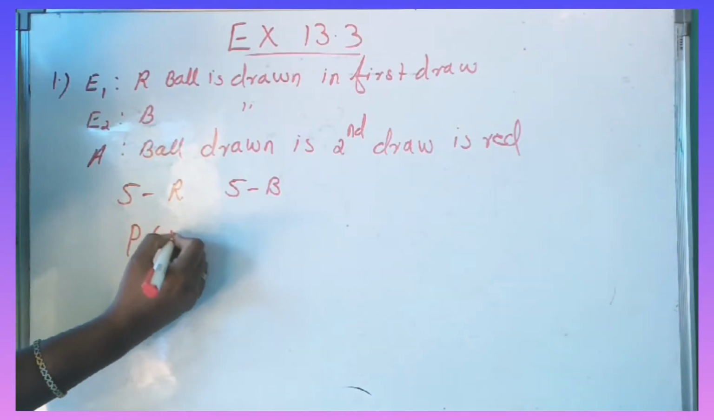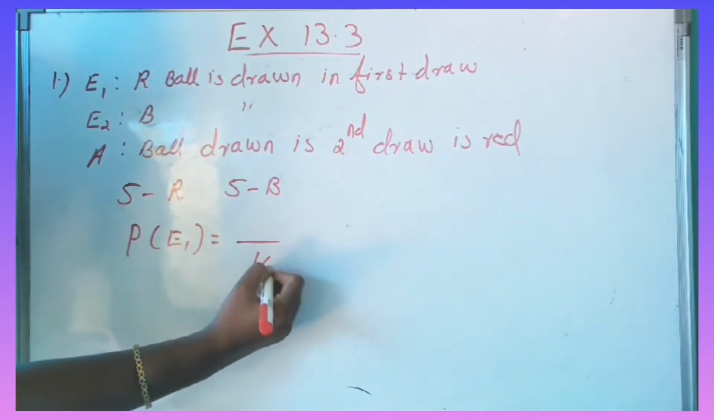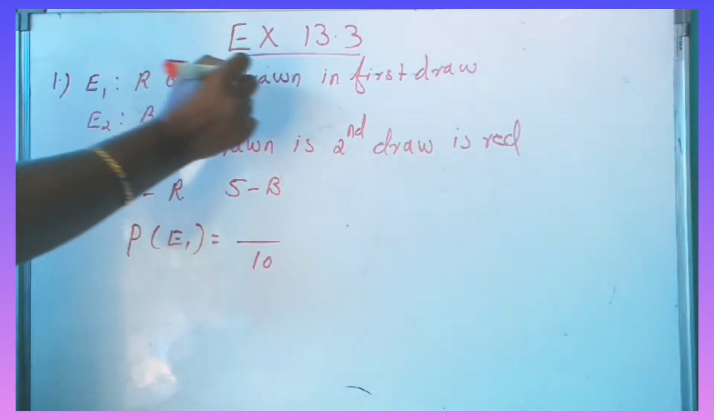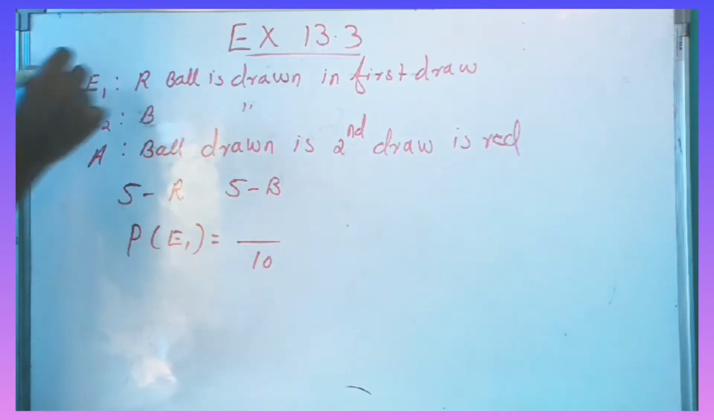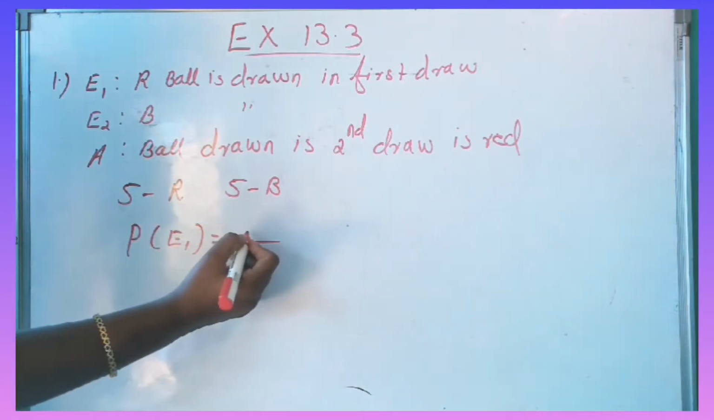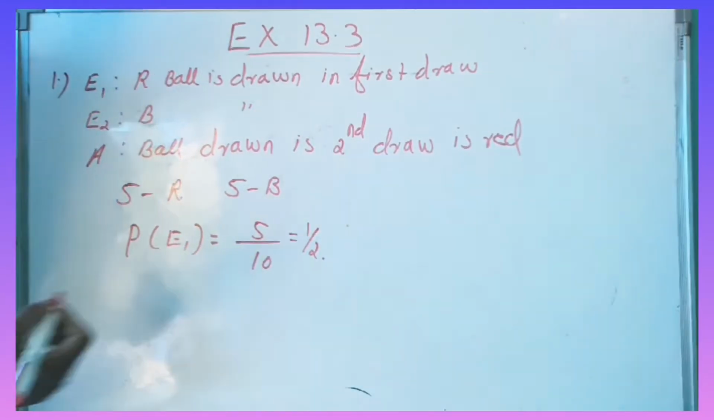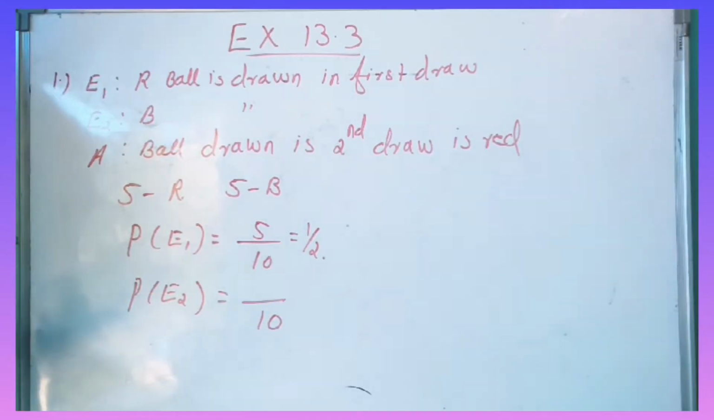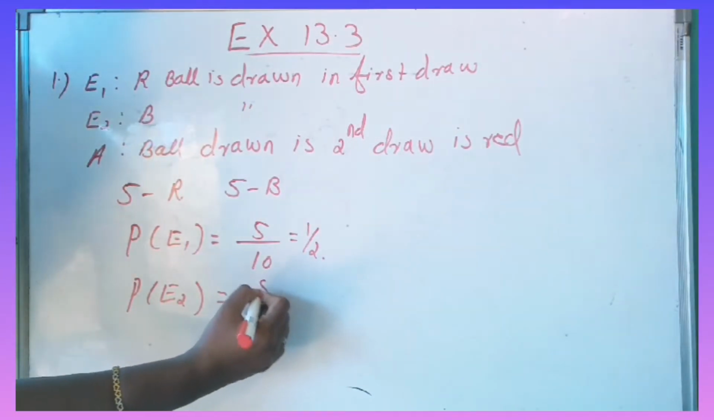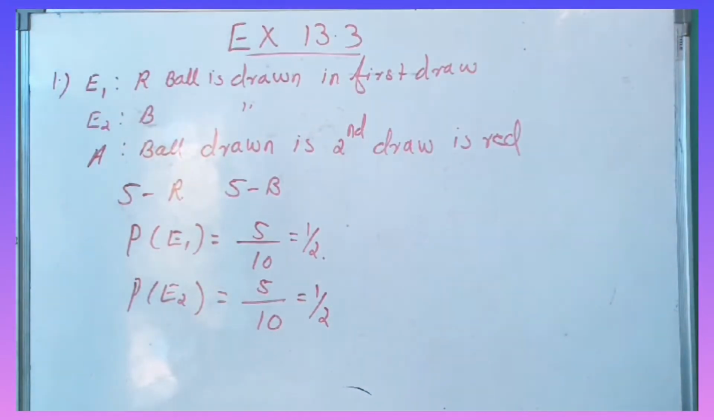Then P of E1 is equal to, total we have 5 plus 5, 10 balls. E1 is a red ball drawn in the first draw. Number of outcomes favorable to E1 is 5 because we have 5 red balls. So this is equal to 1 by 2. Now P of E2: total we have 10 balls and a black ball is drawn in the first draw. So the total number of black balls is 5. So P of E2 is equal to 5 by 10, that is equal to 1 by 2. Okay.